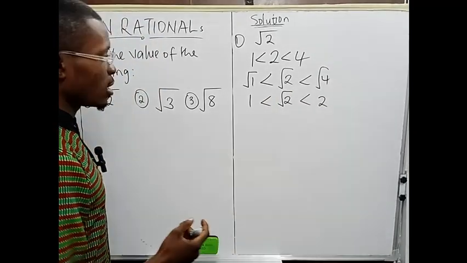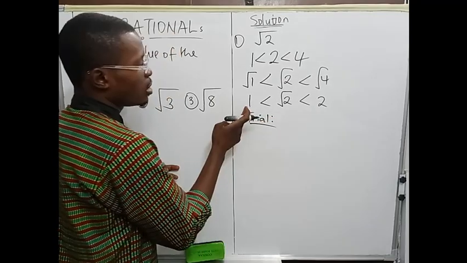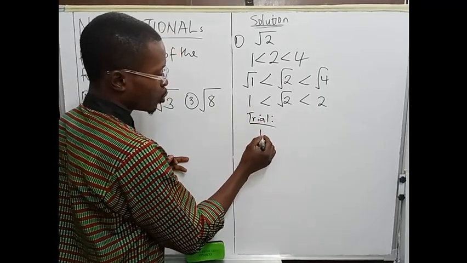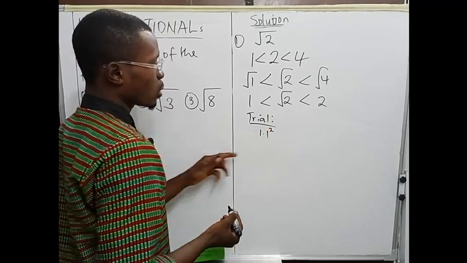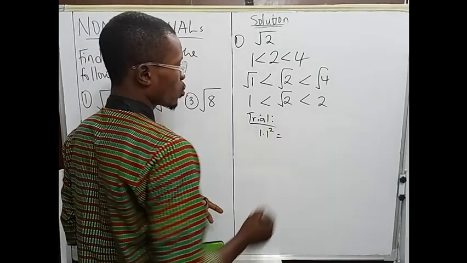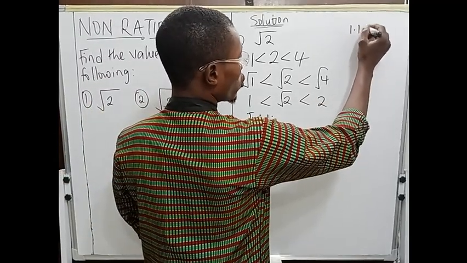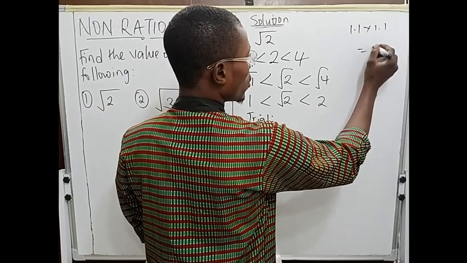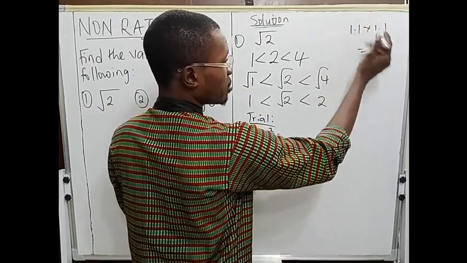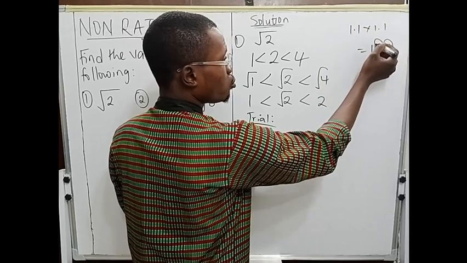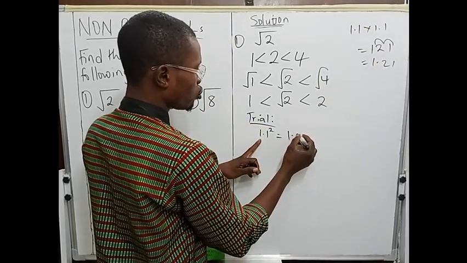Now we'll start our trial. Let us try 1.1. What is 1.1 square? 11 square is 121. 1.1 times 1.1. 11 square is 121. So this is one decimal place, one decimal place. In total, 2 decimal places. You move backward twice, 1, 2. You have 1.21. 1.1 square is 1.21.